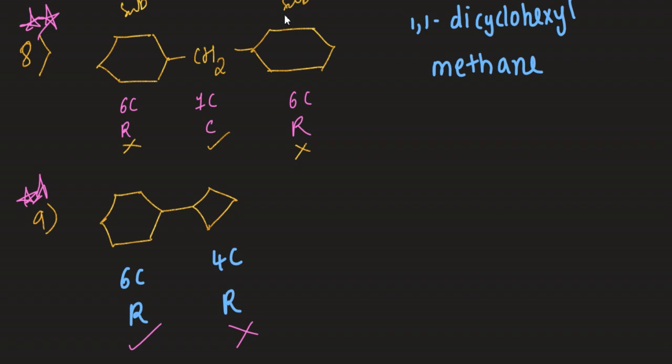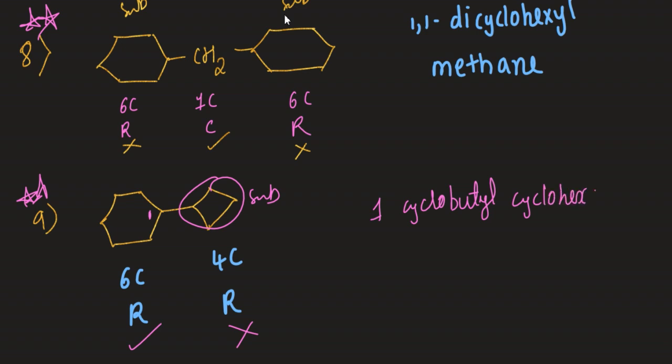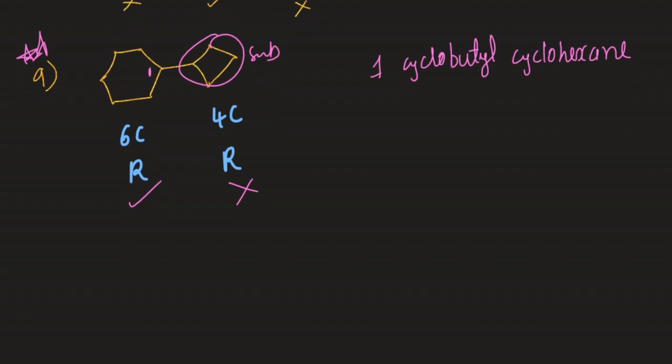Okay, right. So therefore whenever you get two rings attached, go for the maximum number of carbons, and this will be our first number. So can I say this will act as a substituent, lower number. So what we can write, 1 cyclobutyl, secondary prefix is not there, root word is cyclohex, primary suffix ane. So 1 cyclobutyl cyclohexane. Next, 10th one.